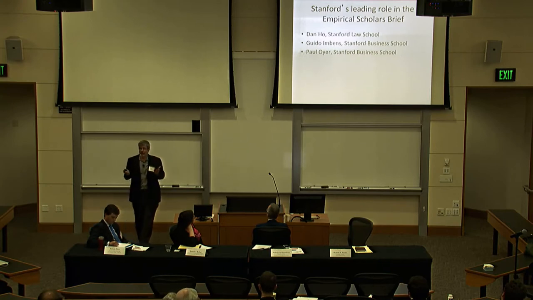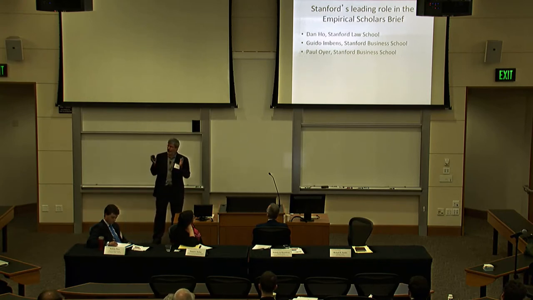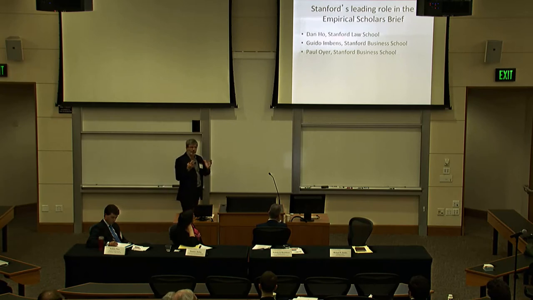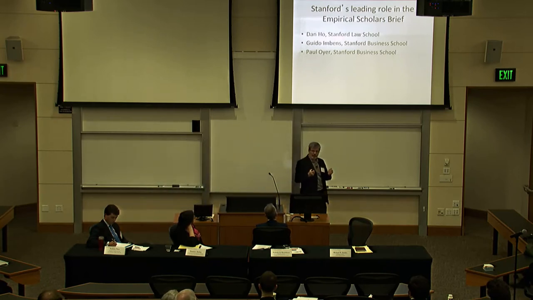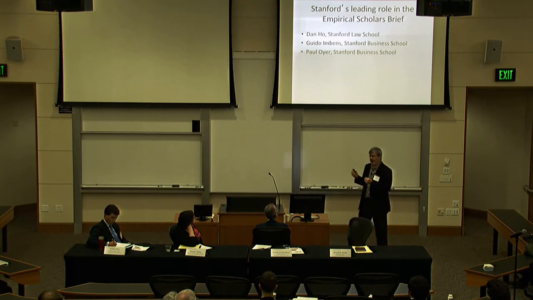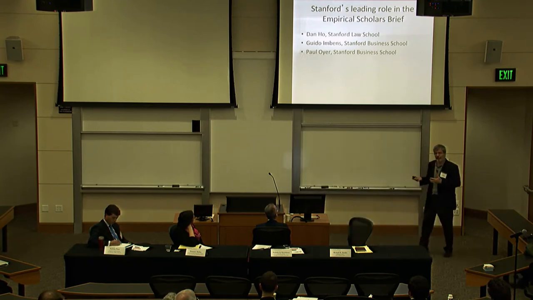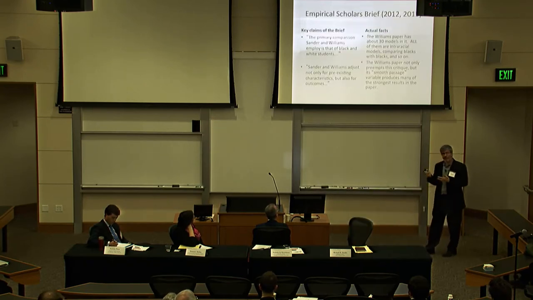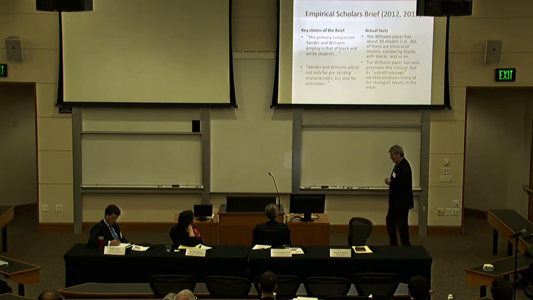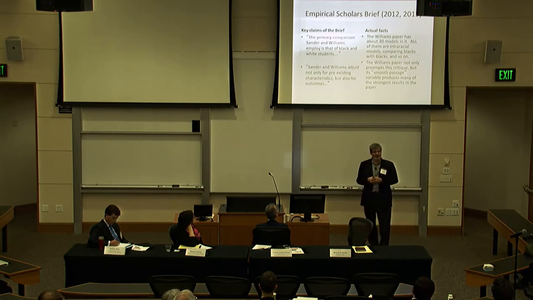What's striking about the empirical scholars' brief is that it ought to be the best statement of what's wrong with the mismatch theory. It ought to be the most cogent response because it has eight very eminent co-authors. And when you look at the individual claims in the empirical scholars' brief, they're all demonstrably false.